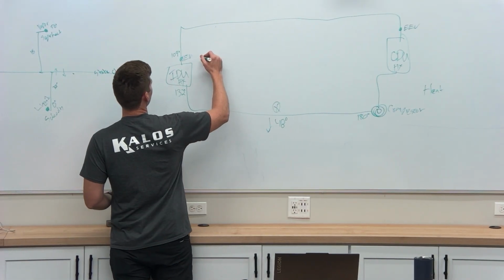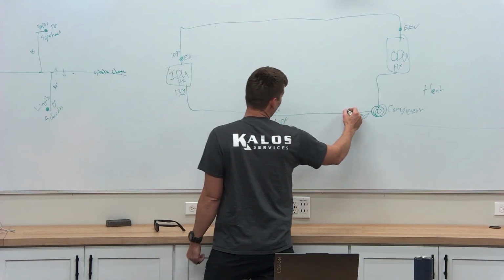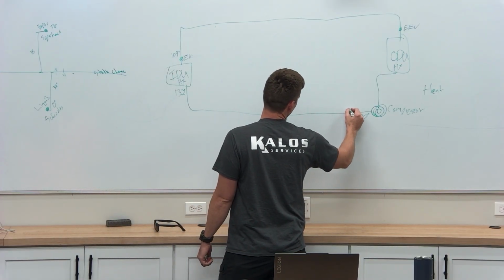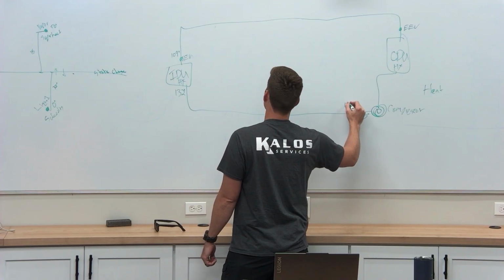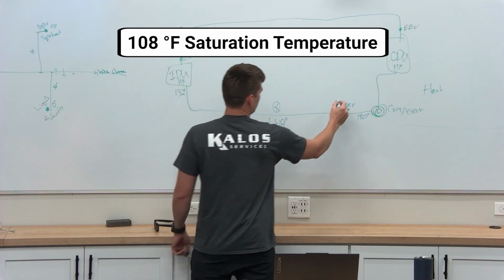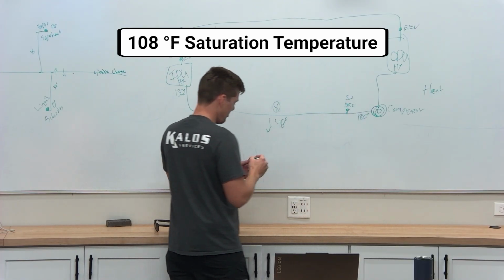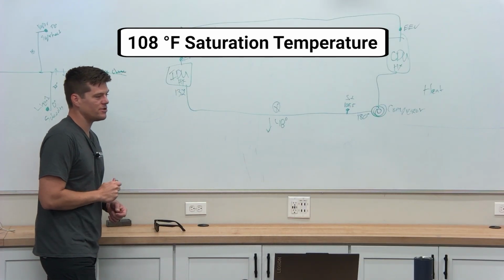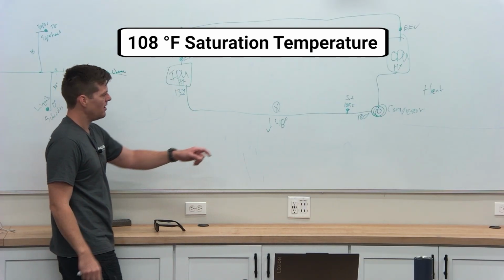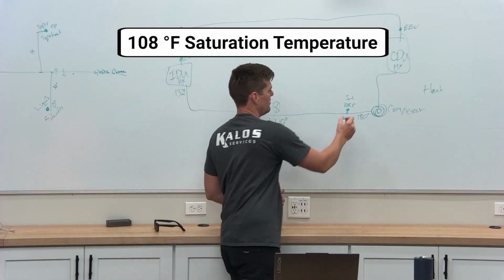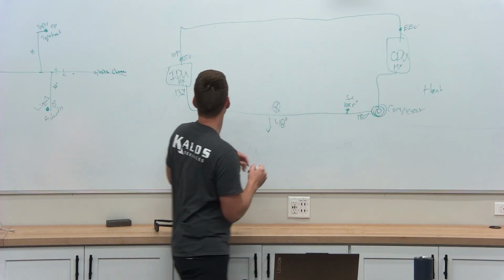Hallelujah. Preach it. So then I would look at here, and okay, let's add a pressure sensor, okay? And it says that my saturation temperature is this. It's reading pressure right there, and it says, hey, my saturation temperature on my discharge line is 108.5. So I'll ask you again.